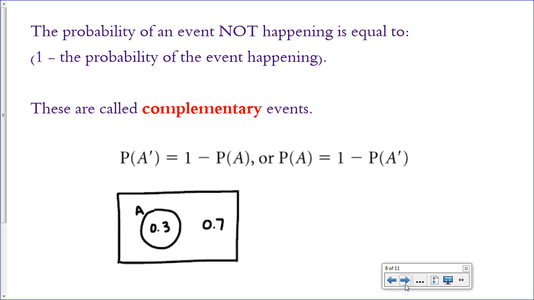Another note about probability: the probability of an event not happening is equal to 1 minus the probability of the event happening, and vice versa. These are called complementary events. In the picture, there's only one circle inside this Venn diagram, and I'm labeling it A. Everything outside of A we would call the complement to A, or A prime. And of course, the probability of everything that's not in A has to be 1 minus 0.3 in this case, or 1 minus the probability of A, because the remaining piece has to be outside of A. So that should make sort of inherent sense.